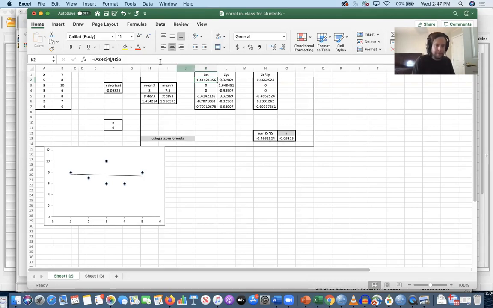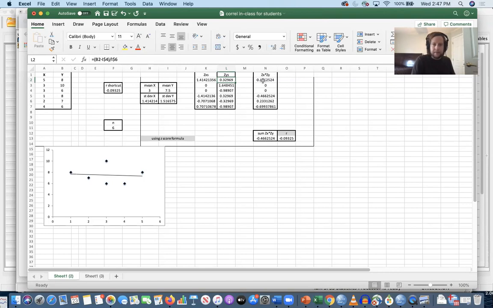1.41421, etc. Please note where my dollar signs are, because this will save you time. You can use the drag down method or copy and paste if you put the dollar signs where I do, and then you'll do the same thing for the Y values. But B2, that's a Y value, minus I4, that's the mean of the Y's, divided by I6, that's the standard deviation of the Y's. That gives you the Z-scores for all of those Y's.